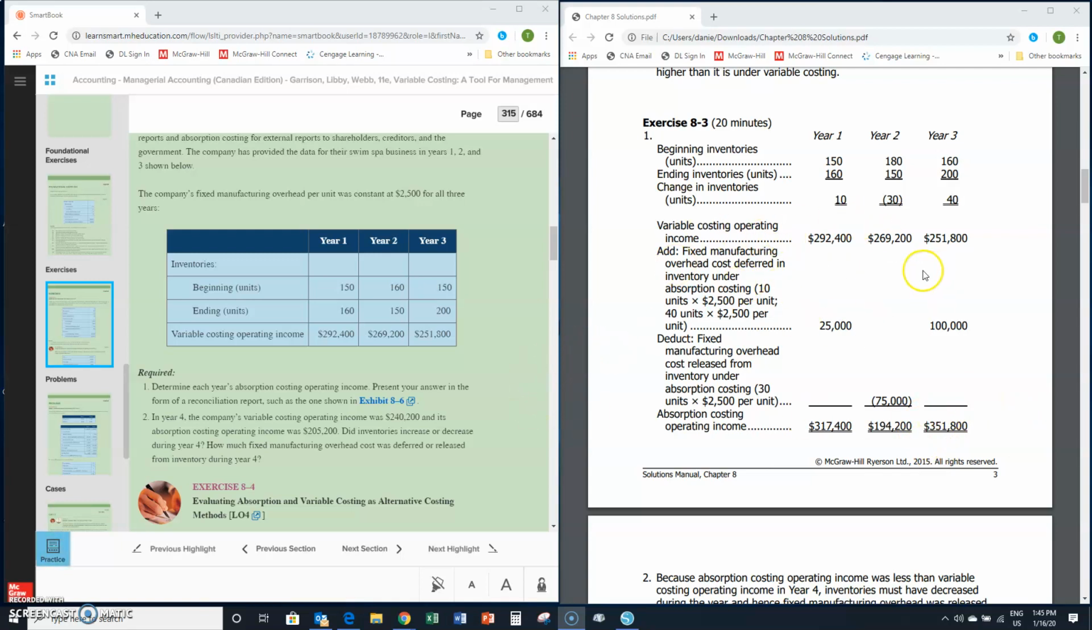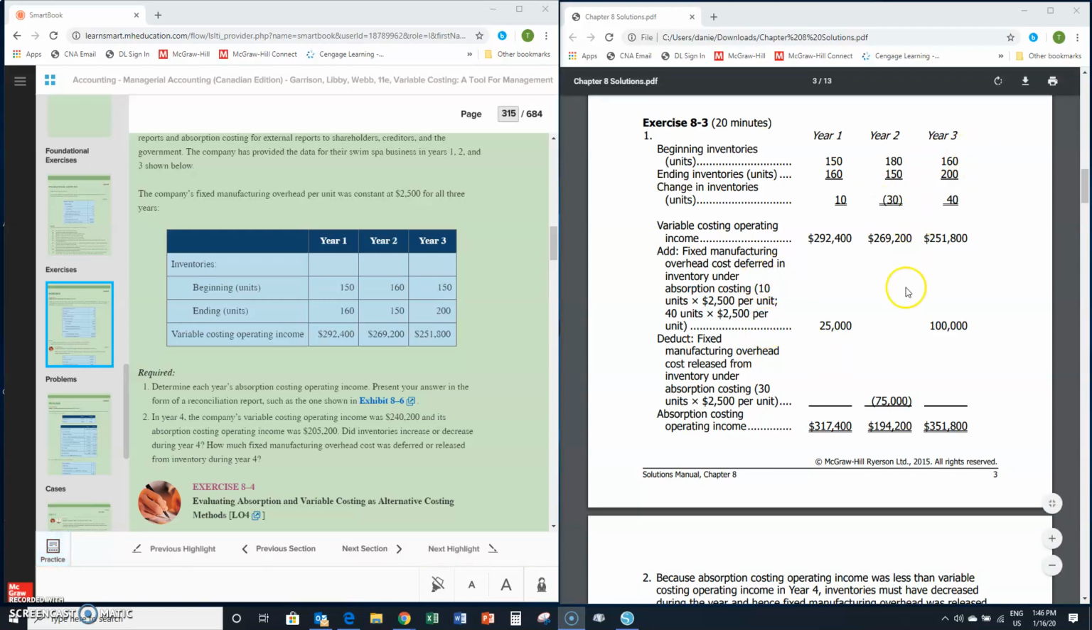I picked out this question because this is something that students tend to struggle with, and I've seen on assignments and on exams different methods of people trying to figure out how to do this, but it's always the same. Start with your variable costing, determine what happened to your inventory, if it increased or decreased. Based on that, it's always the same. If it increased, you add. If it decreased, you deduct. And you'll get your absorption costing income. So make sure you practice and understand this reconciliation.